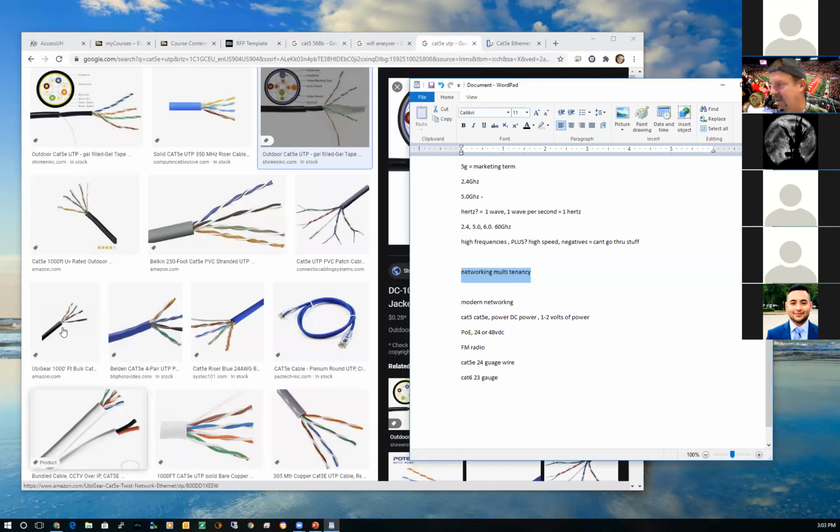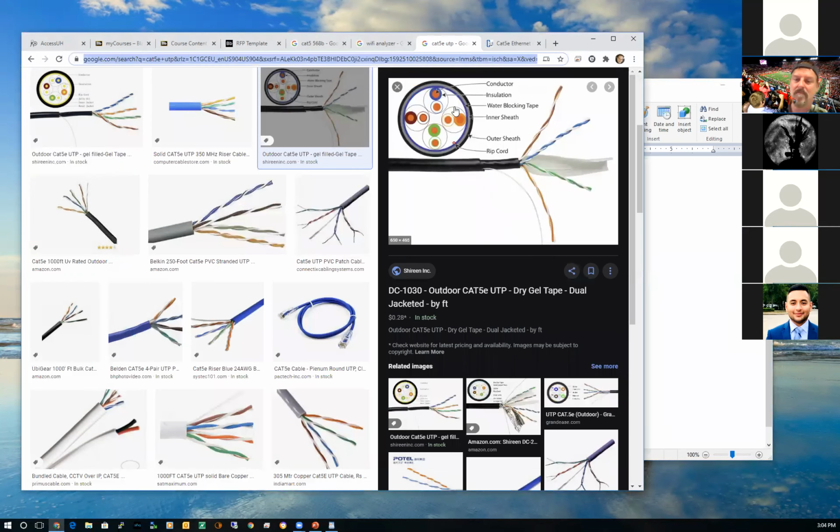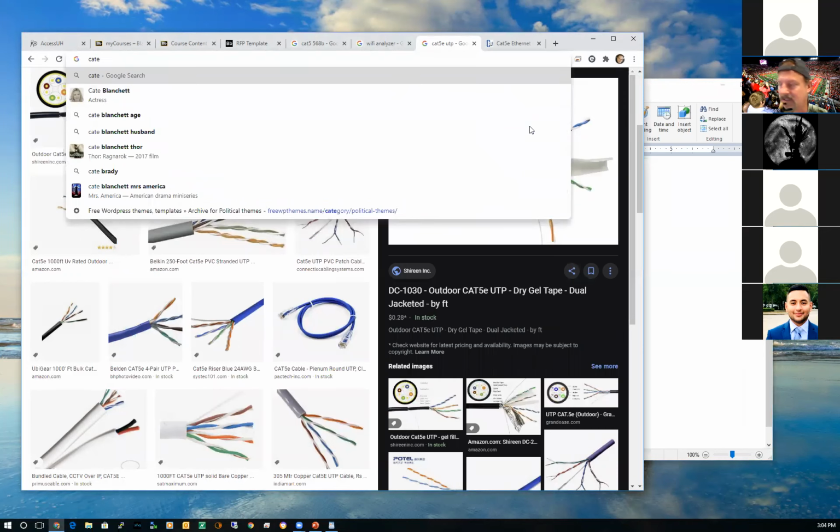So you will encounter lots of different flavors of Cat 5, Cat 6, and yes, there is Cat 7 and Cat 8, although I don't see Cat 7 sold. You can't usually buy that at Home Depot. You can't even usually buy Cat 6 at Home Depot. Since we're talking about media types, I'll go ahead and keep talking about it. How much do you think 1,000 feet of Cat 5e wire costs?